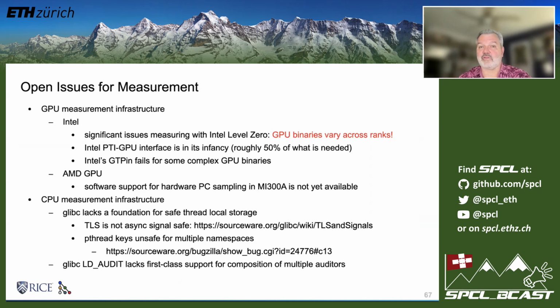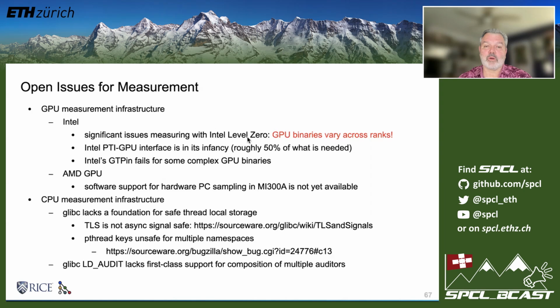And so basically the binaries that we get back are influenced by the state of the memory allocator inside each MPI rank, which is just madness. And so we told them, look, neither NVIDIA nor AMD do this. You need to do better. And so we're still waiting for them to resolve that.